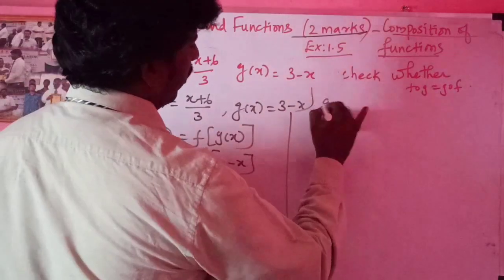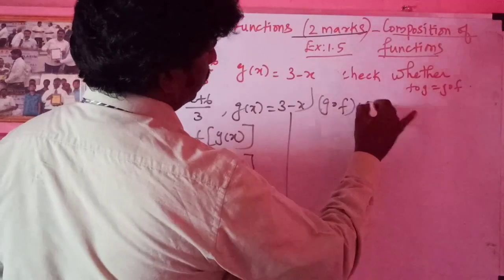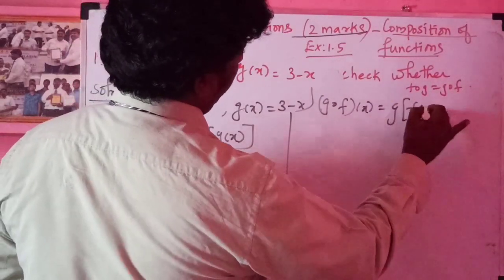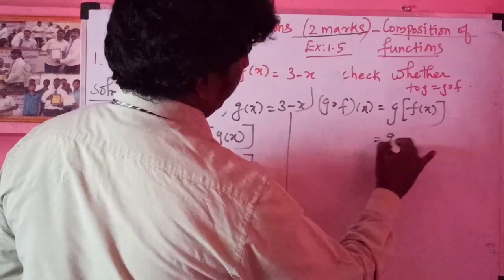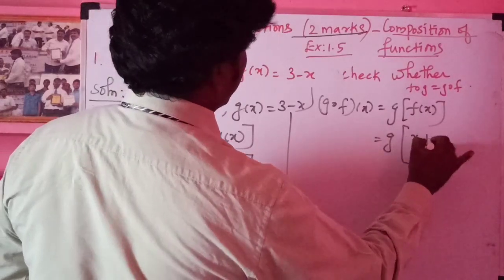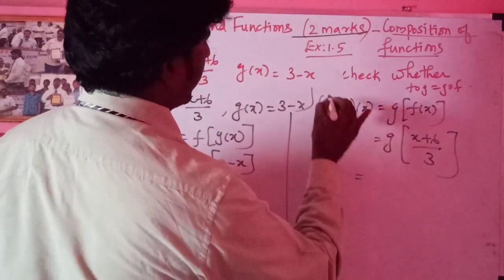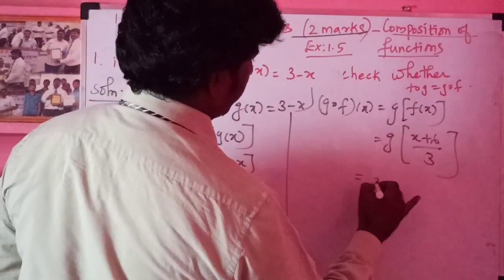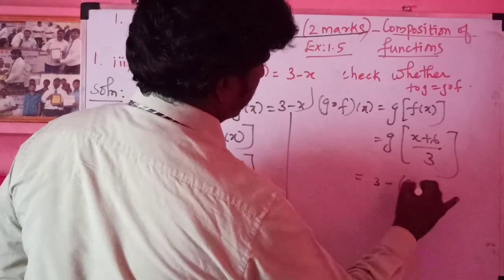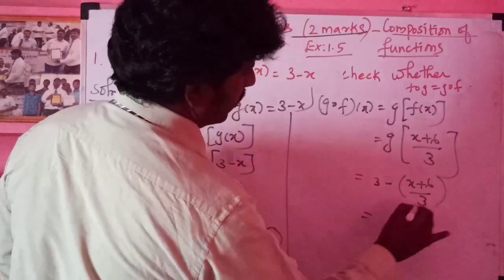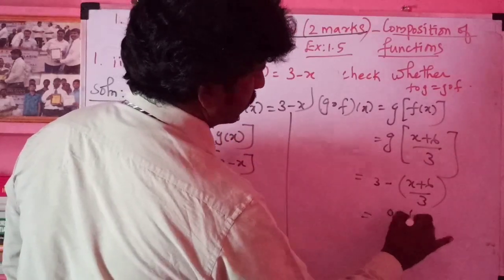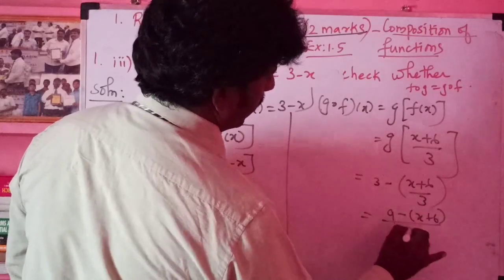Then g dot f of x is equal to g of the f of x. So g of what is f of x? x plus 6 by 3. Now we substitute in g. Now what is g? 3 minus x. So instead of x we substitute x plus 6 by 3. We have to take the LCM, right? 3 3s are 9 minus x plus 6 the whole divided by 3.